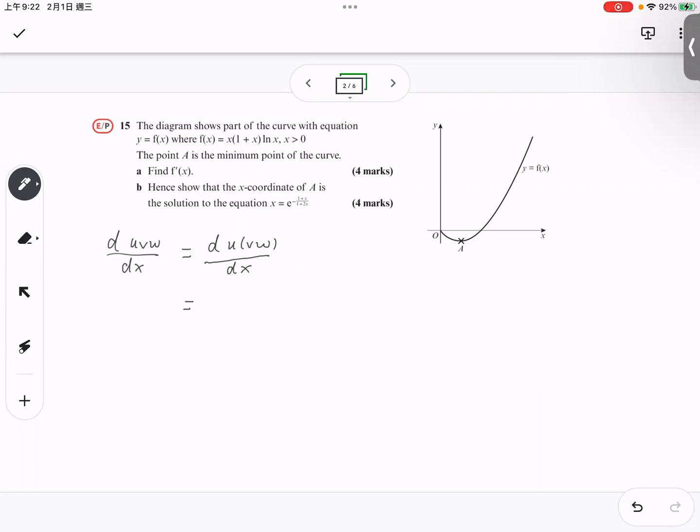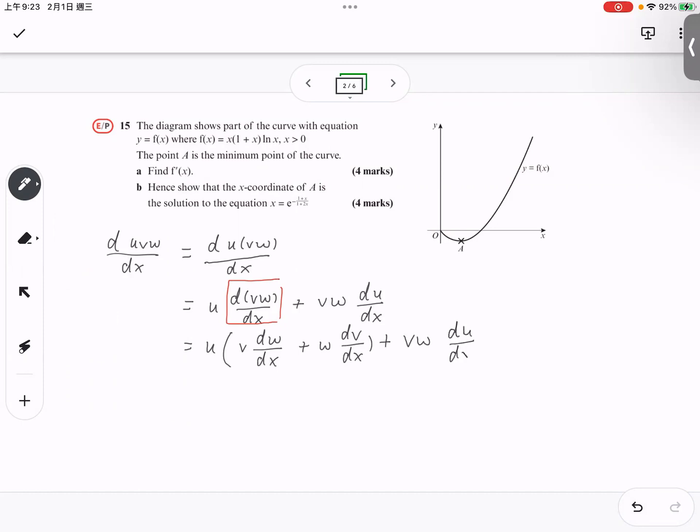And then we can follow the product rule, that is u d(vw)/dx plus vw du/dx. So we have the first one of it. And next, we can expand this one. We can change it to u[v dw/dx + w dv/dx] plus vw du/dx. That means when we do the expansion, you will see.